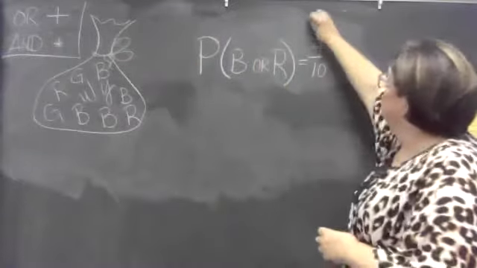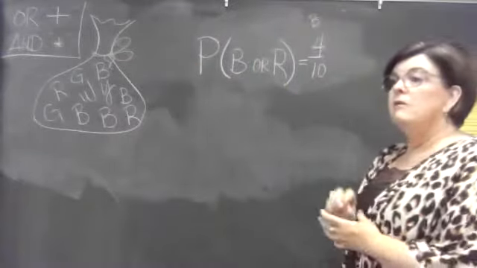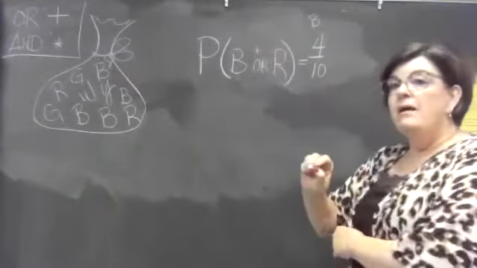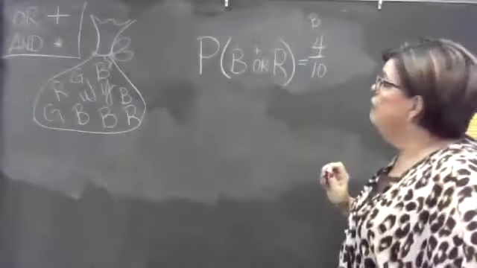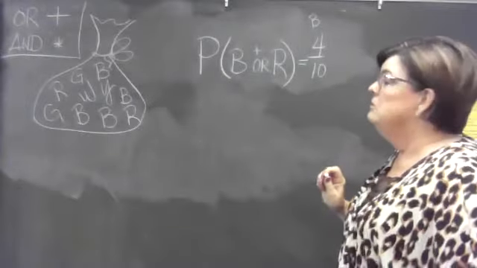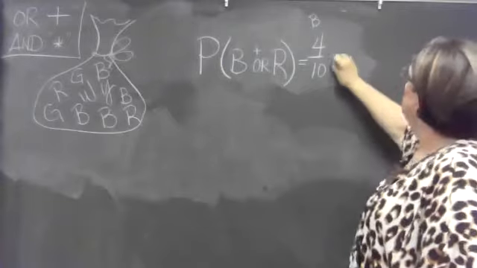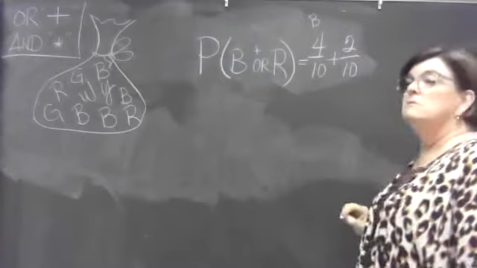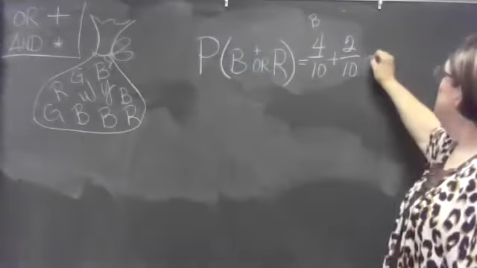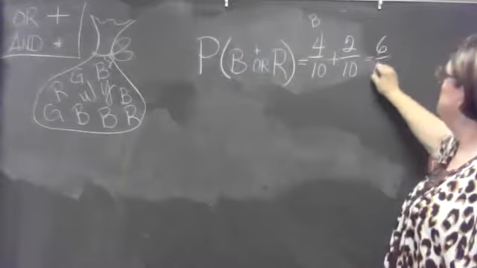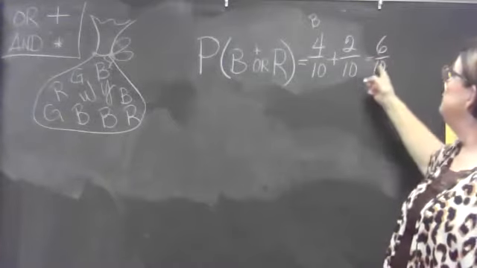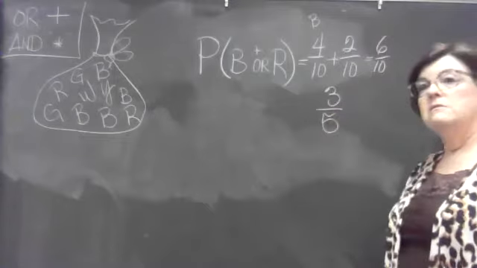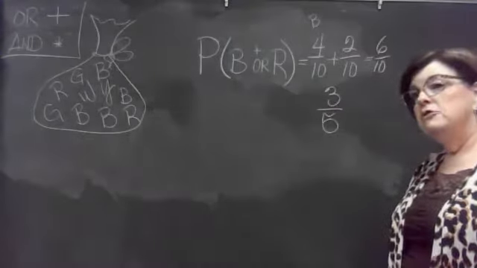So this is the blue probability, right? But it says or, so we're going to add those probabilities. And now reds, 2 out of 10, okay? And that'll give us 6 out of 10. And the probability when we simplify is going to be 3 out of 5. Yes? Do you think that's easy enough?